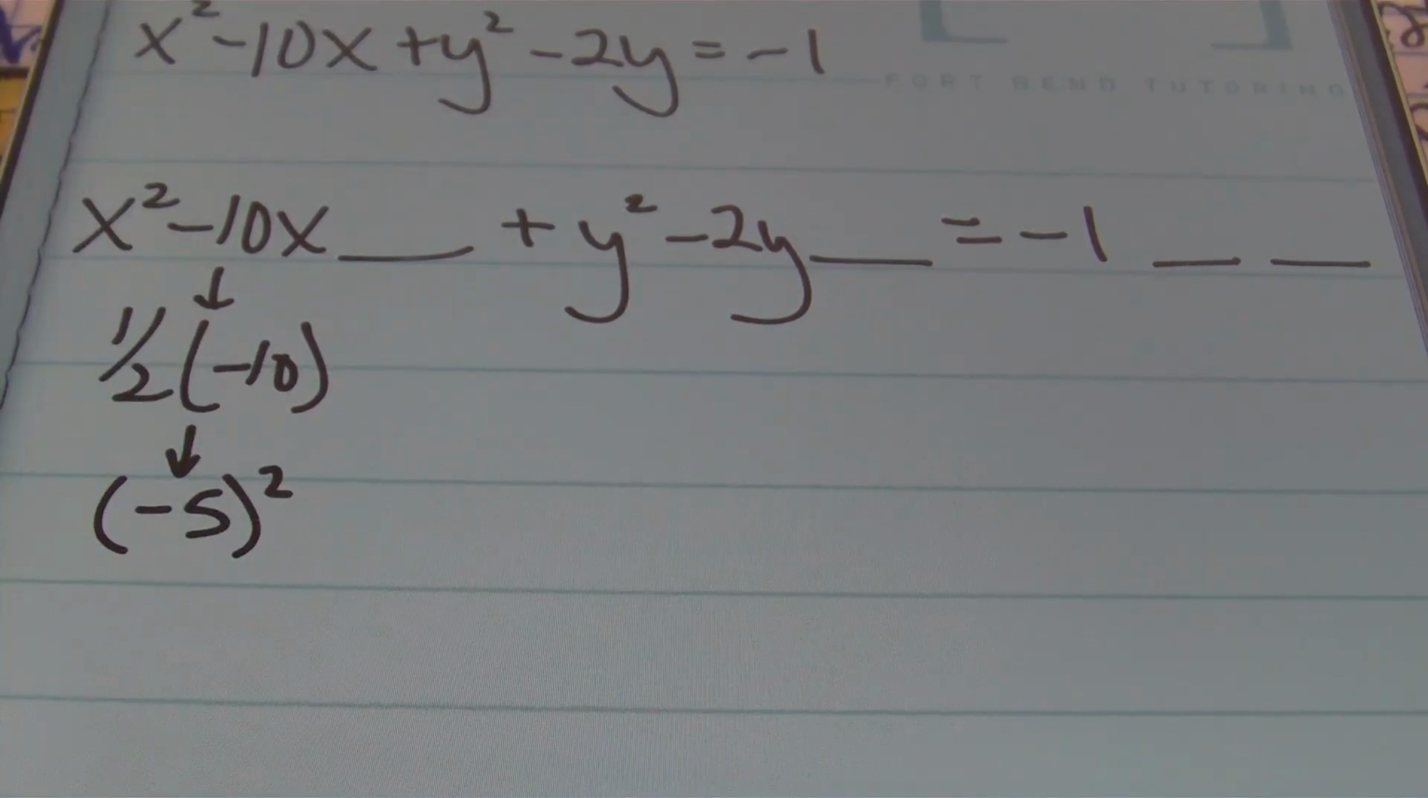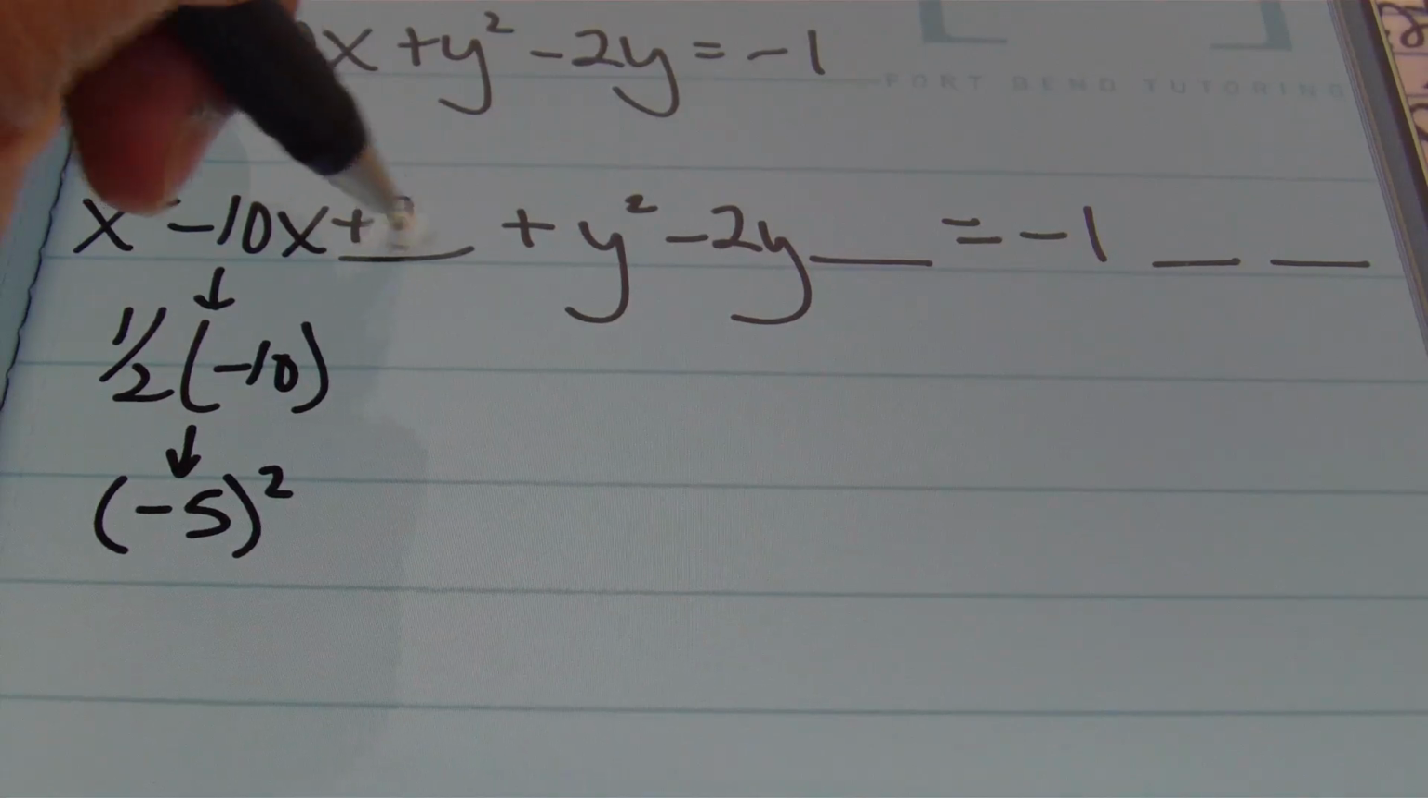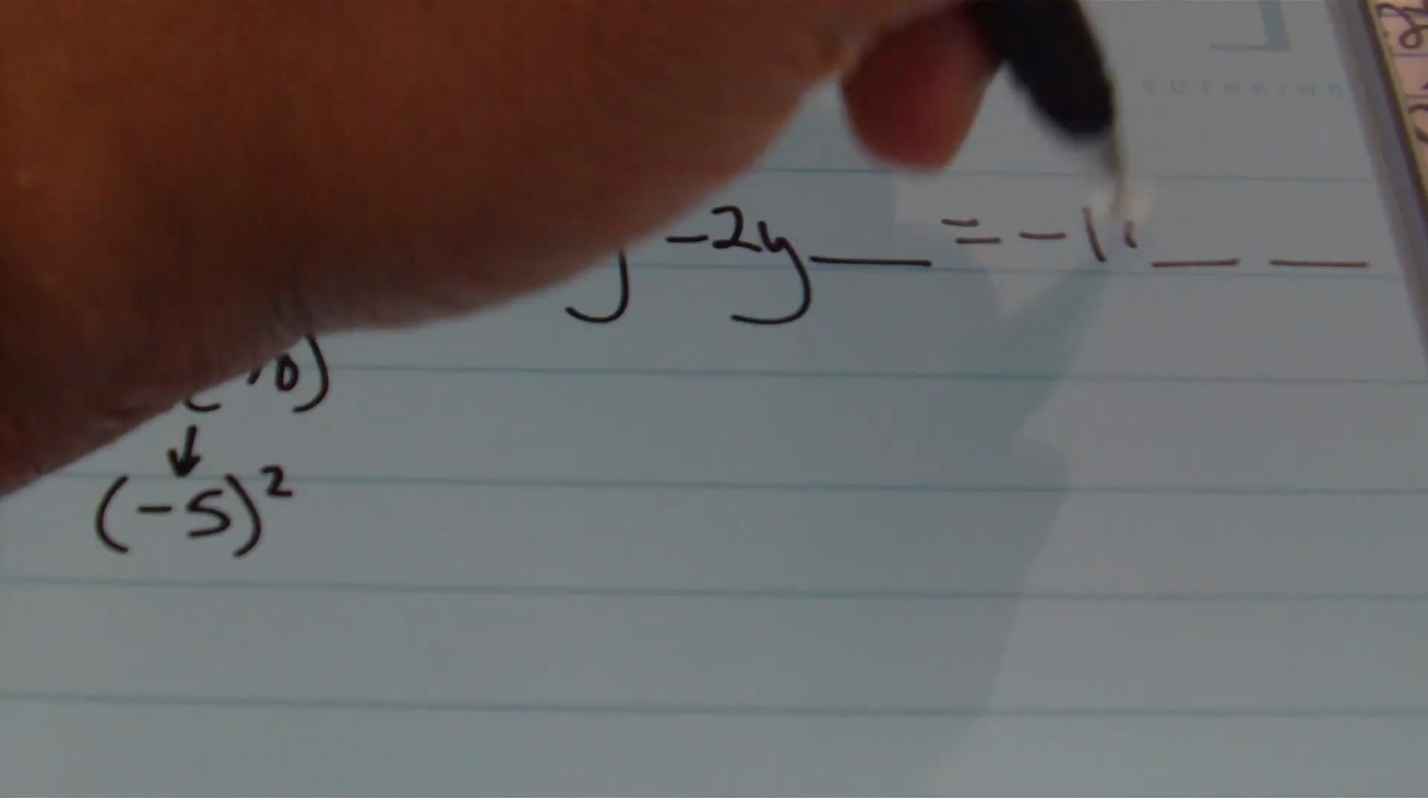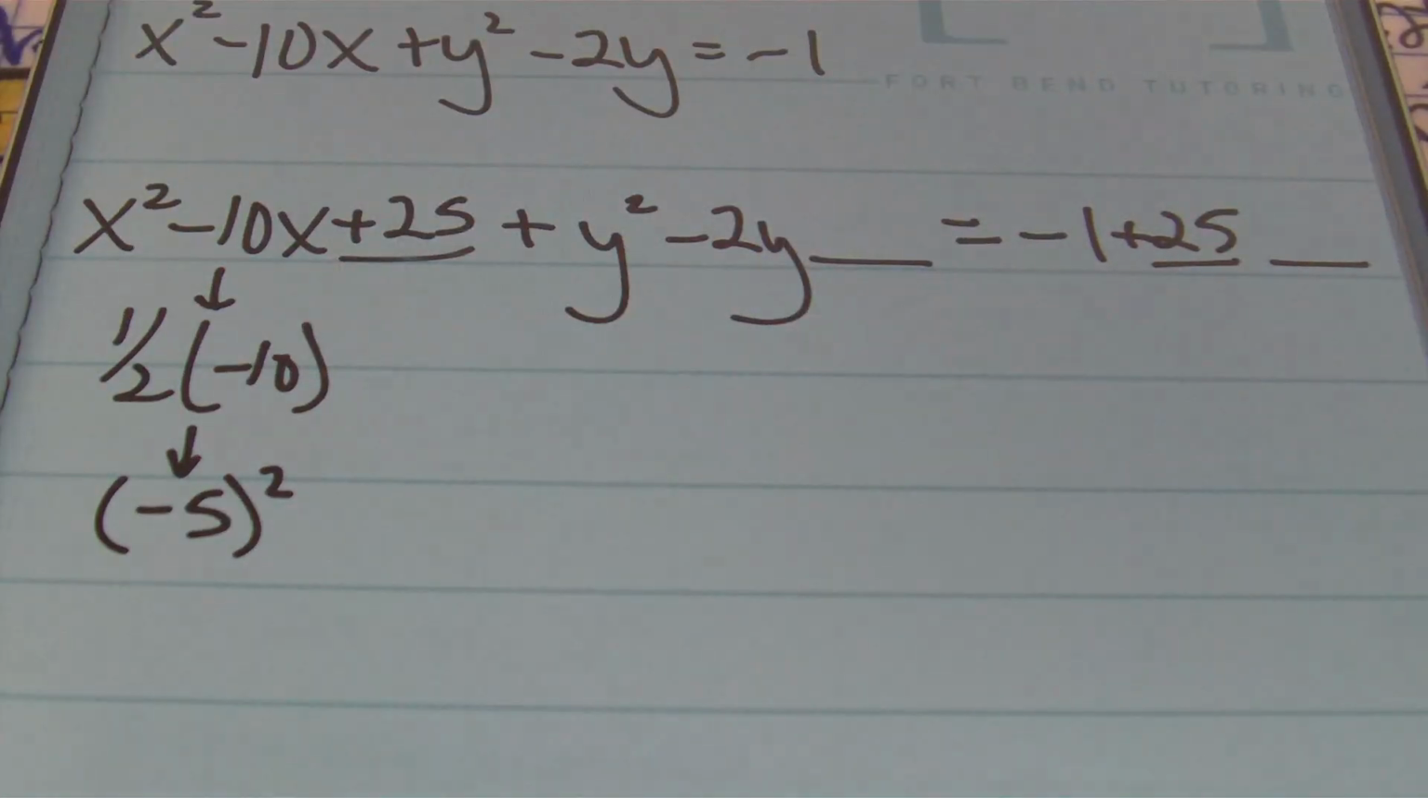I now want to square that -5. So -5 squared, meaning -5 times -5, that gives me +25. And I'm going to add that to both sides of my equal sign here. All right, so whatever you do to the left side, of course, you need to do to the right side. So since I'm adding 25 to the left side of the equal sign, I need to add 25 to the right side of the equal sign.